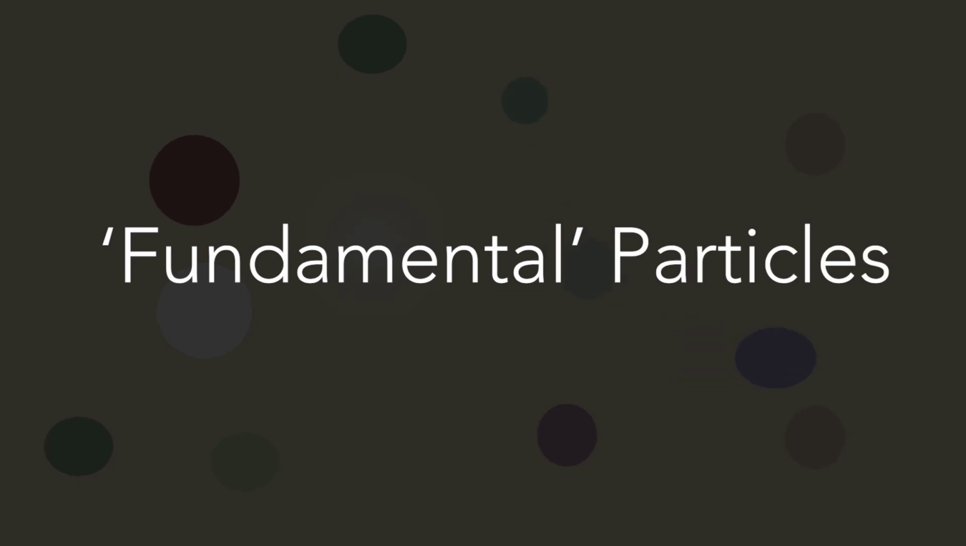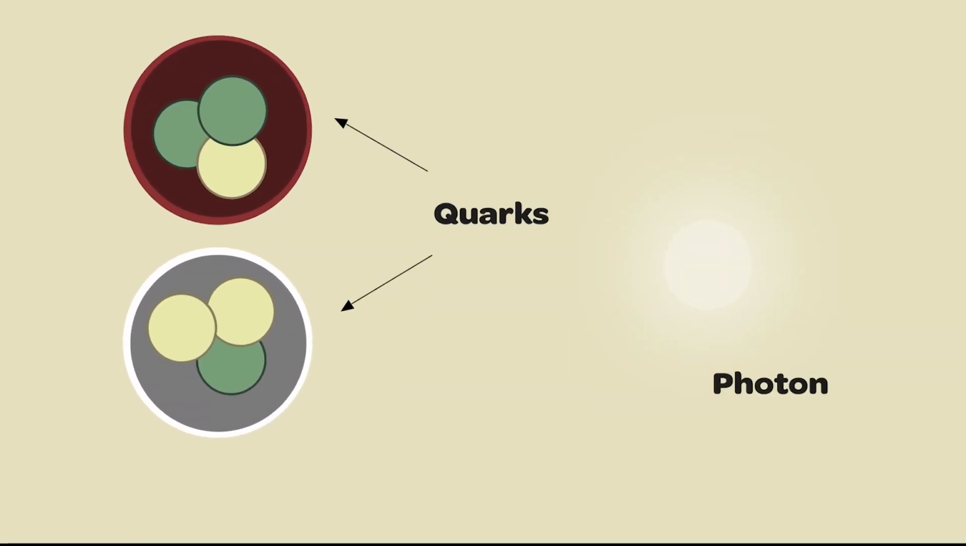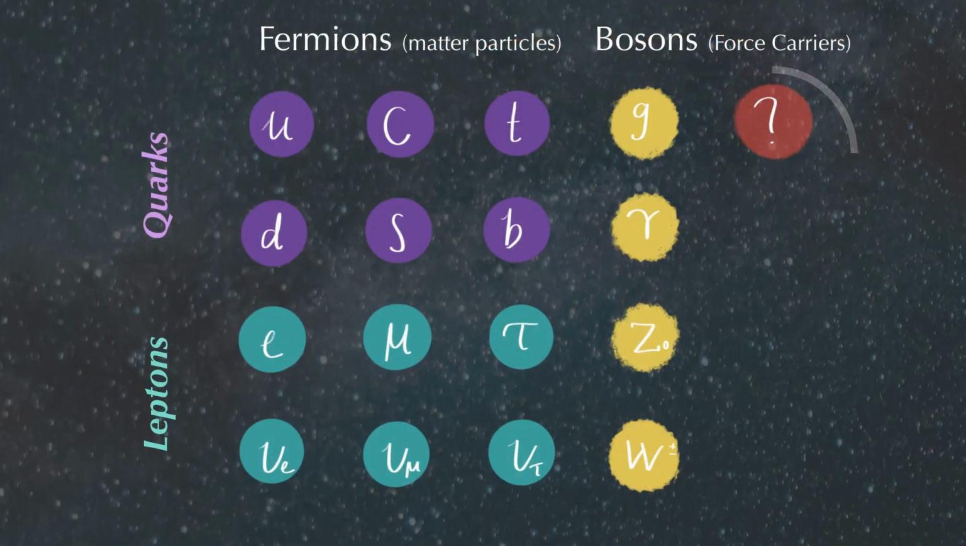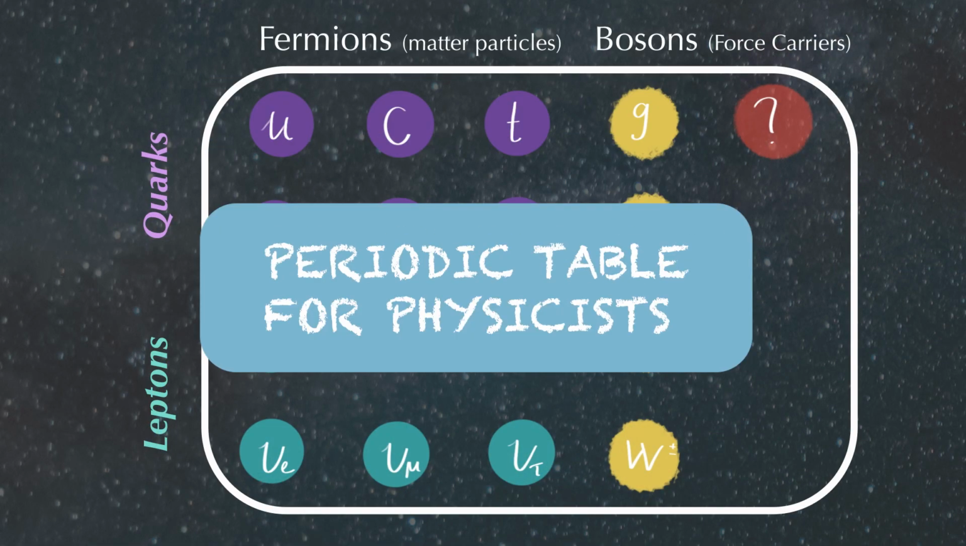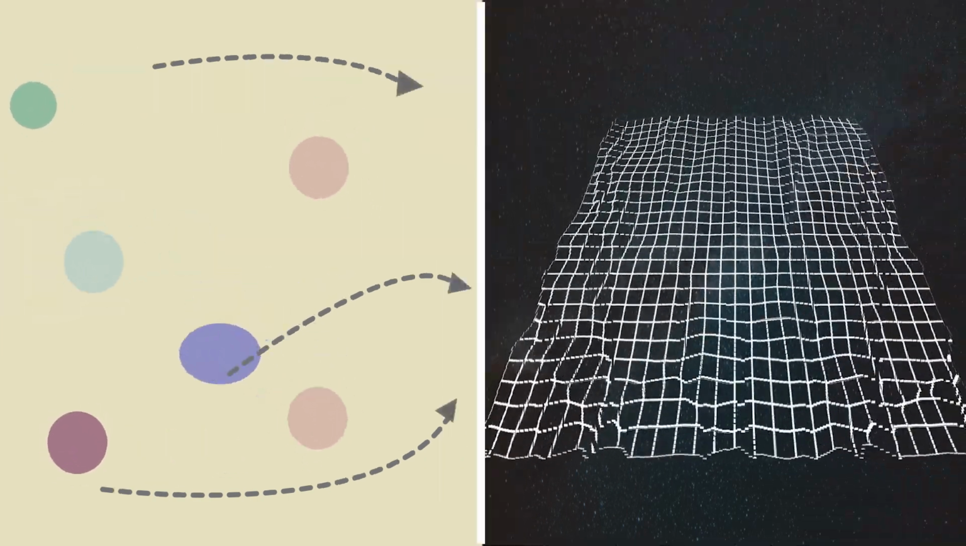Zooming into the quantum scale, everything is made up of fundamental particles. For example, protons and neutrons are made up of three particles called quarks, while light is made up of photons. These particles are the building blocks of all matter and can be represented by the Standard Model, a periodic table for physicists. Each of these particles has a respective field in space-time.